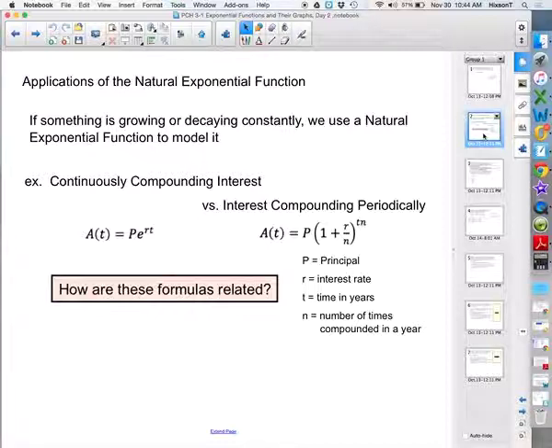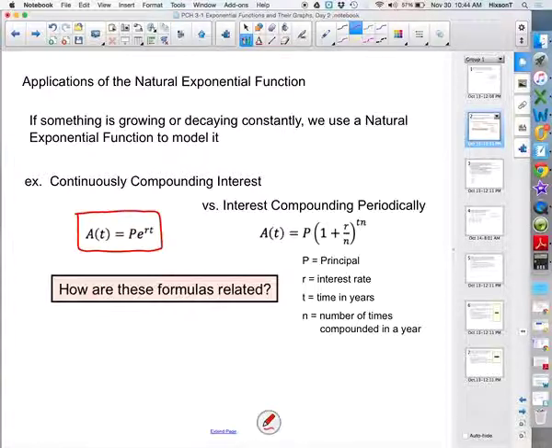uses e. Alright? The formula here, and this is a formula that you should know, is the amount at a given time t equals p times e to the rt power. Okay? That's compounding continuously. Okay. Now, like I said, for interest, for money, most banks don't use this. But this same formula, the concept behind this same formula can be applied to any situation where things are changing continuously. Okay?